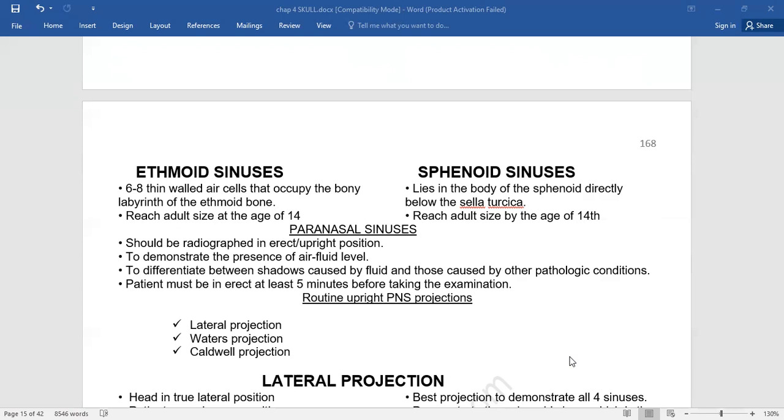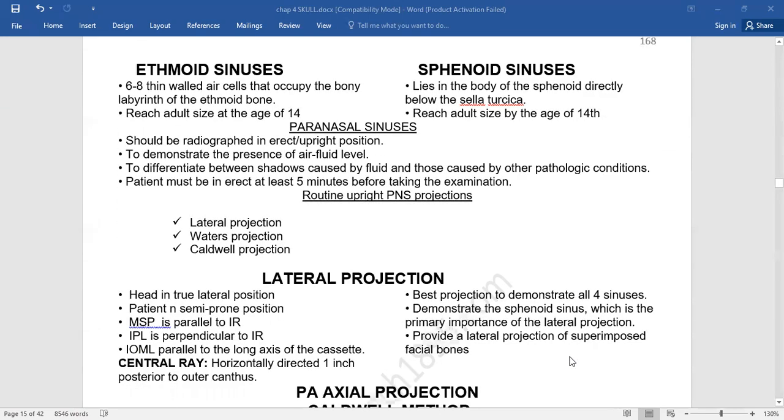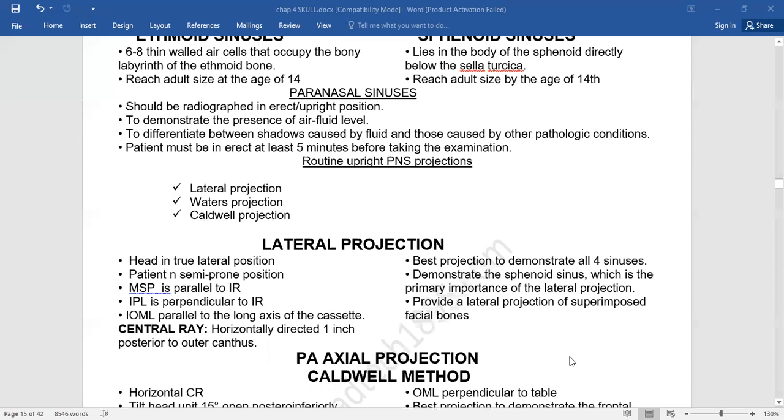So the routine for PNS are lateral projection, Waters, and Caldwell projection. Again, actually sa skull series kasi, paulit-ulit lang naman yung mga examinations. Yung nag-iiba lang yung central ray and then yung best demonstrated na organs or area of interest. So sa lateral, patient in semi-prone position kapag nakahiga yung patient. Pero again, mas recommended na nakatayo siya or nakaupo basta naka-erect position.